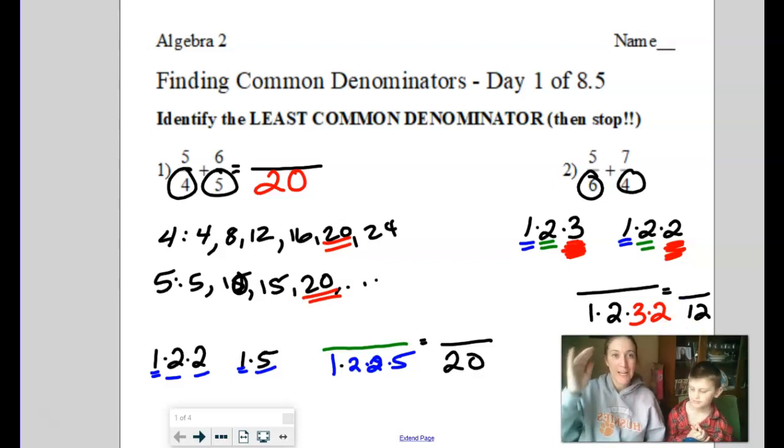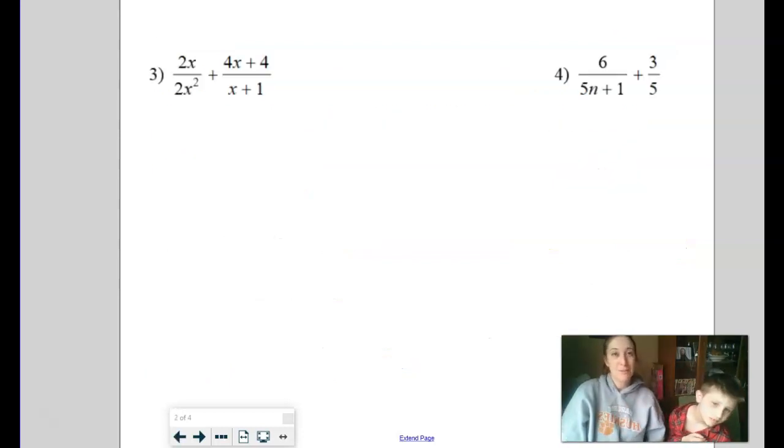And I know you guys are looking at that going, yeah, I already knew that. I don't know why you wrote that out so weird. Well, the reason I wrote that out so weird is because we're not in 5th grade anymore. We have Algebra 2 questions.